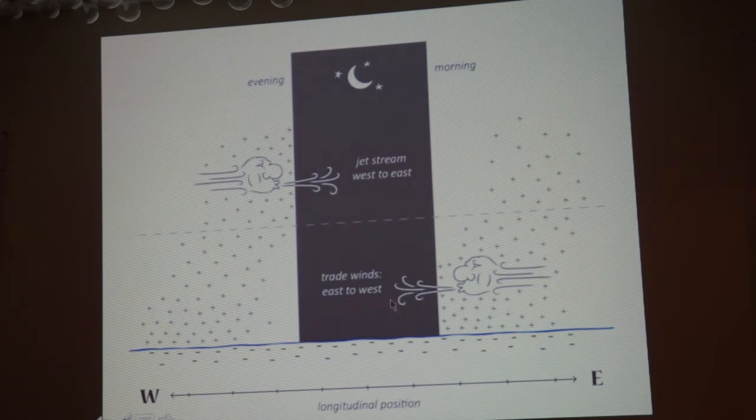This is nighttime, and here it's light, and here it's light as well. And so here is the morning boundary. It's just what I showed you. So you have positive charges beginning to build up, and very few positive charges here. And so you're going to get wind that goes from east to west.